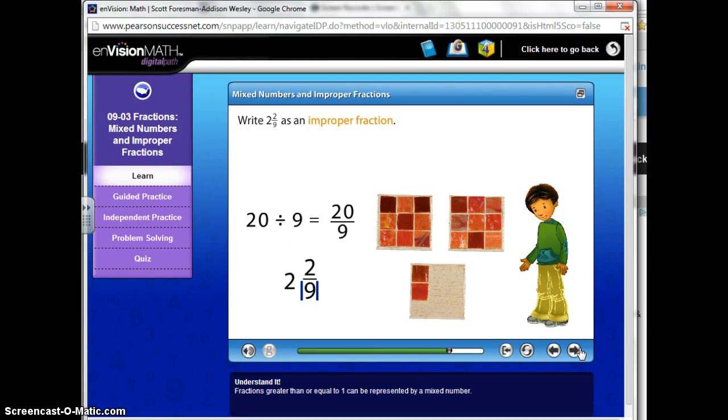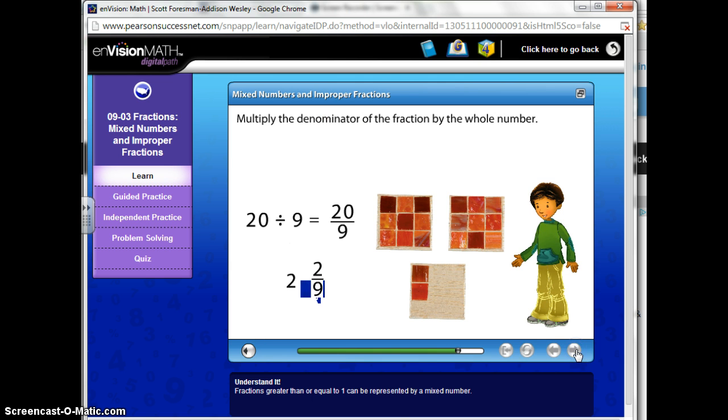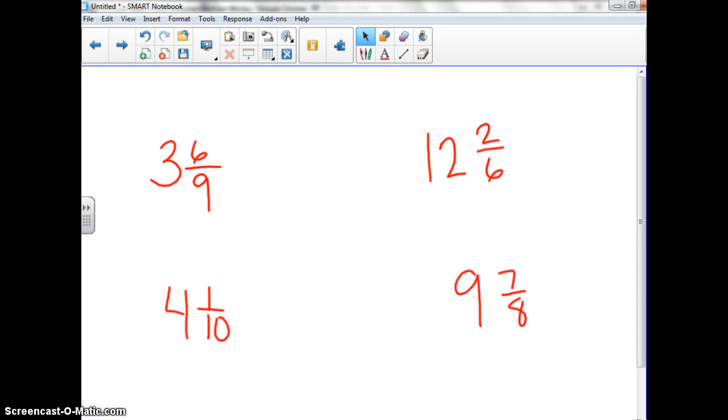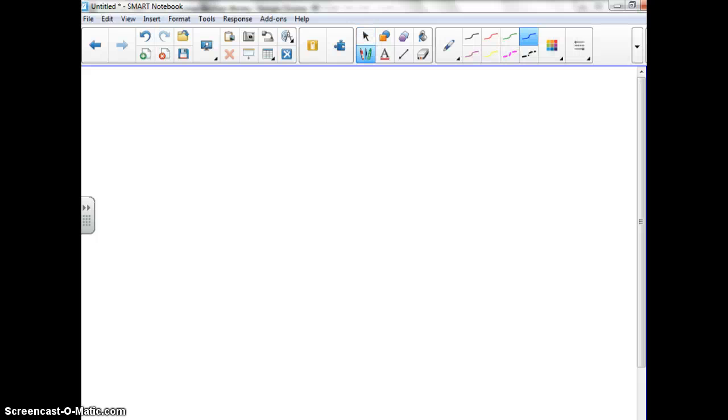Here's what we do. We take this 9, our denominator, and we multiply it by this big whole number out here. 9 times 2, what is it? 18. So you keep that in your head, 18. Next is you add in the numerator. So 18 plus 2 more is 20. That's the number we write on the top. The number on the bottom stays the same. It doesn't change. It just stays the same. Piece of cake, right? All right, I would like you to watch this one.